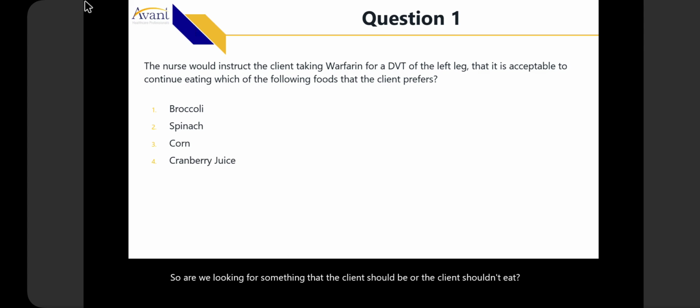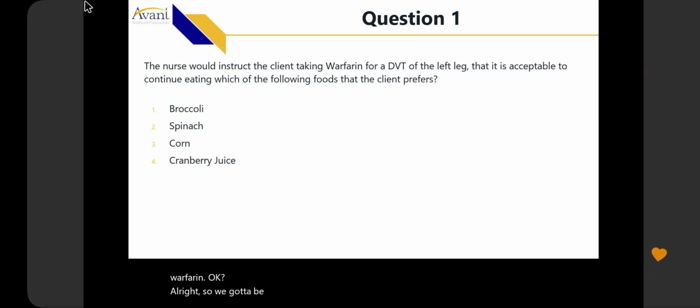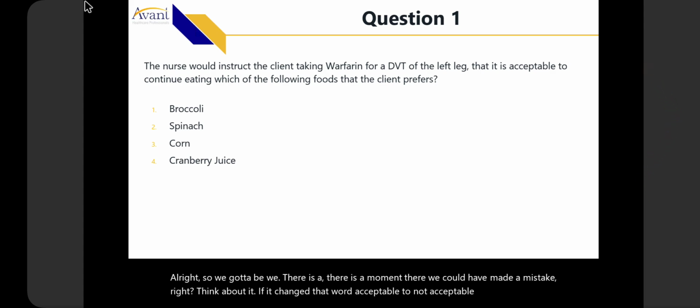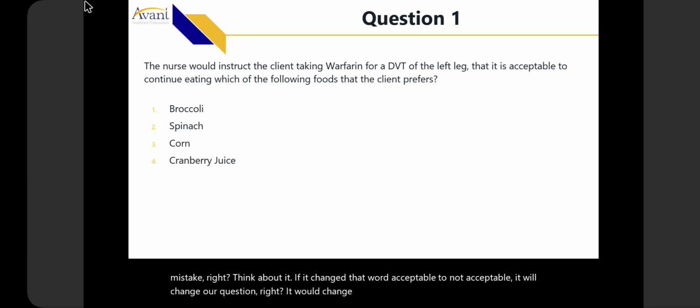Yeah, good. We're looking for something that the client should eat that is compatible with warfarin, okay? So there was a moment there where we could have made a mistake. Think about it. If it changed that word acceptable to not acceptable, it would change our question, right? It would change our answer. So we have to be clear about what we're being asked.